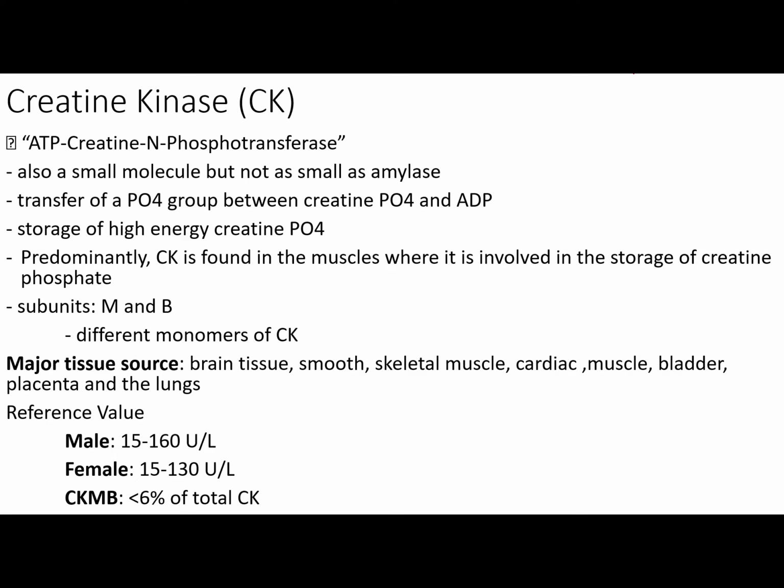Predominantly, CK is found in the muscles where it is involved in the storage of creatine phosphate. It's made up of subunits M and B. These are the different monomers of CK. So familiar na kayo sa M and B, di ba? M would stand for muscles, B would stand for brain. So the CK major tissue sources would include the brain tissue, skeletal muscles, smooth muscles, cardiac muscle, bladder, placenta, and the lungs.